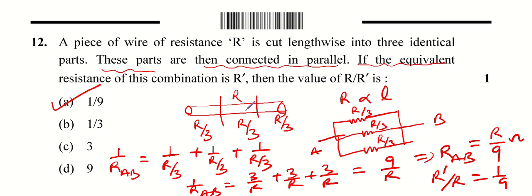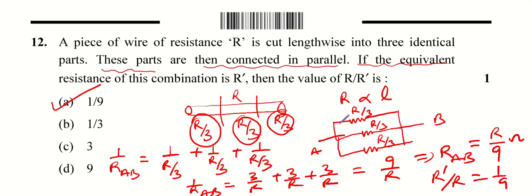So here I have already solved this for you. Let's suppose the wire has a length L and the total resistance is R. Now if you cut it into three identical parts, each part has a resistance R by 3, R by 3 and R by 3. As you can see, because R is directly proportional to length, if you cut it equally, the resistance will also divide equally.